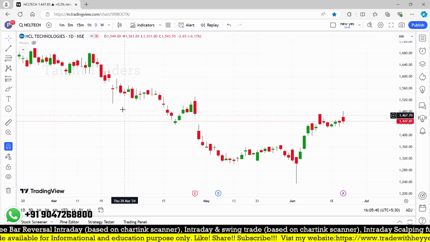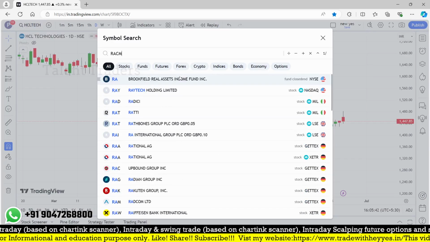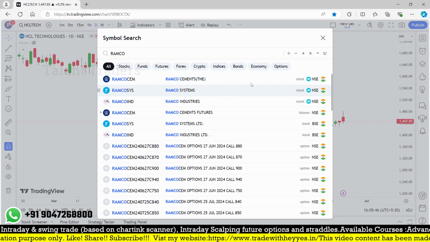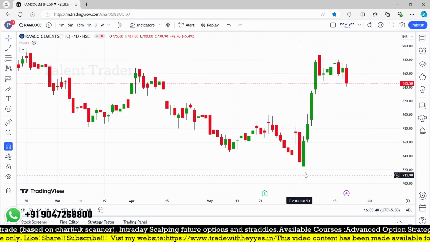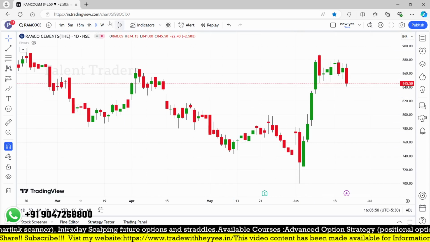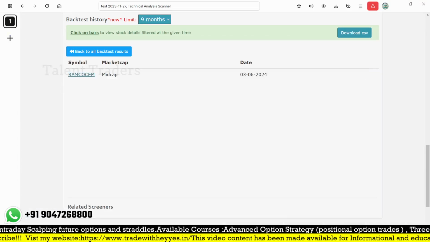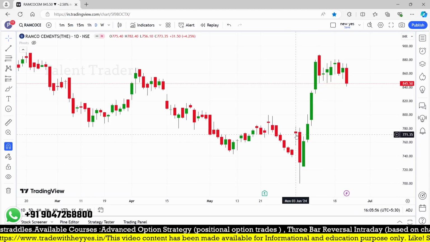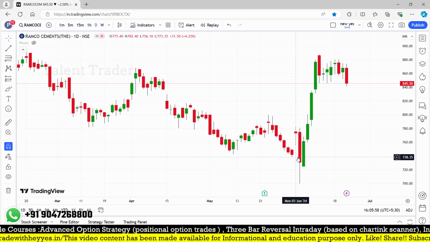Ramco Cements, let me check. And this is what a scanner result is, whether it will never repaint, and it will be showing the stocks on the list. So 5th of June, and when did we get an opportunity? It is 3rd of June, maybe. Here, if you are taking an opportunity, the recent swing low got triggered.